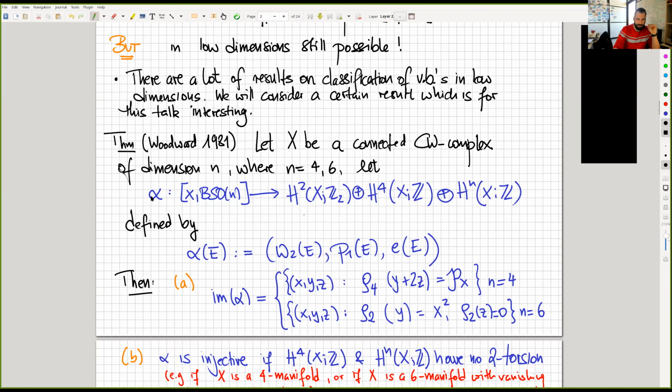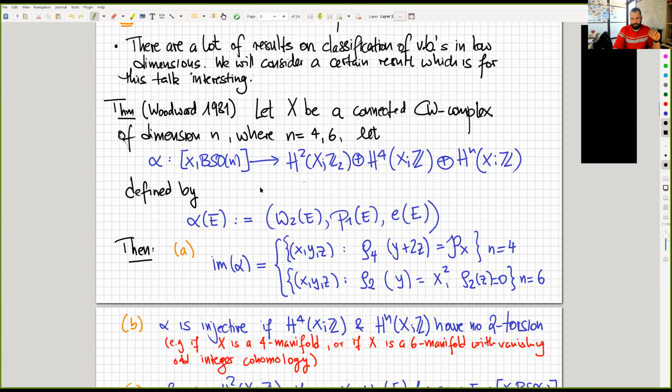Okay, and then you can define a certain map from the vector bundles. So you have here now oriented n-dimensional vector bundles over your n manifold, where n is only 4 and 6. And you map it to this direct sum of abelian groups here, to cohomology groups. And this is defined by taking certain characteristic classes. This is called the second Stiefel-Whitney class. This is the first Pontryagin class, and this is the Euler class. Again, it's not important what they are. It's just important to understand there are certain cohomology classes associated to a vector bundle in this group here.